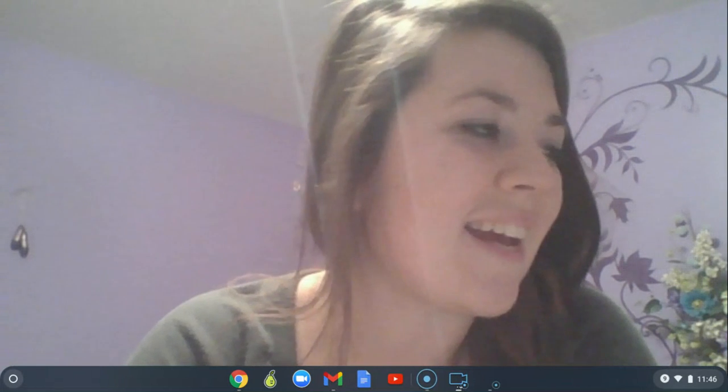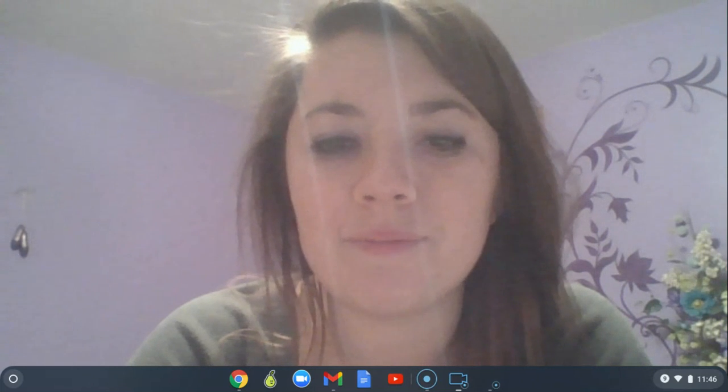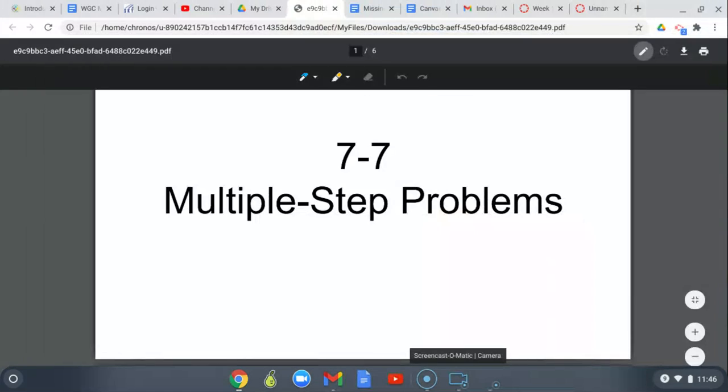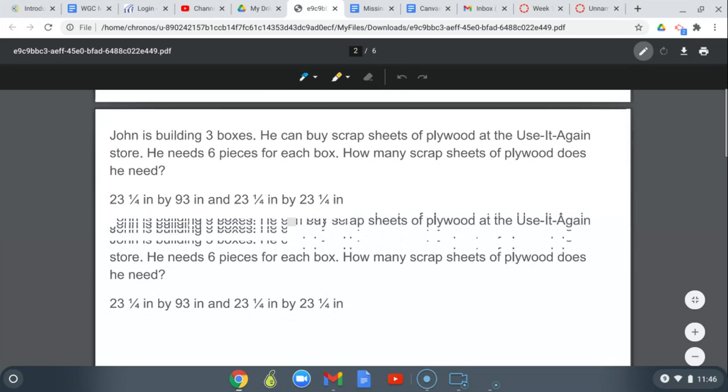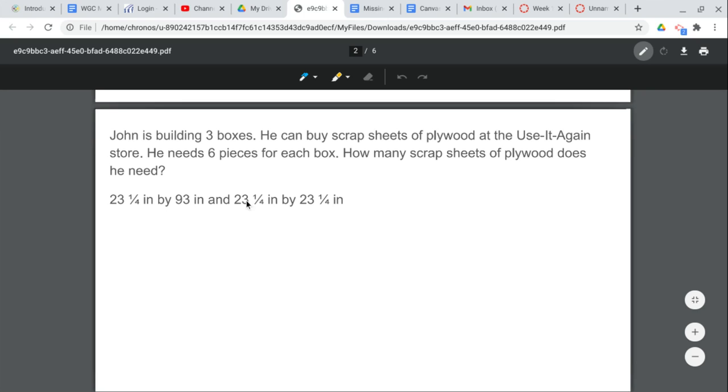So what we are working on today is 7-7, multiple step problems. Let's go ahead and jump right in. All right, multi-step problems. John is building 3 boxes. He can buy scrap sheets of plywood at the Use It Again store. These sheets are as listed here: 23¼ inch by 93 inches, and the size of the box is 23¼ by 23¼. He needs 6 pieces for each box. How many scrap sheets of plywood does he need?